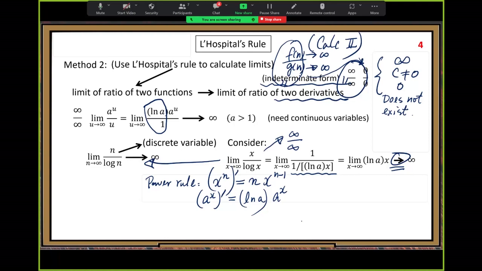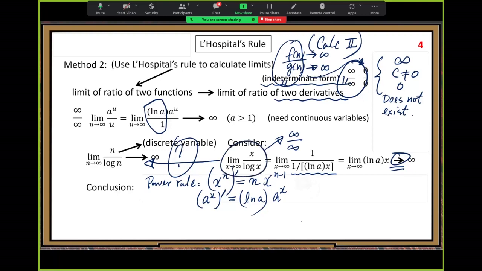Our conclusion is the discrete case is also infinity. If the continuous case, the limit is infinity, then when we go back to the discrete case, its limit is also infinity. So the question is how to see it. Let me explain how to go from continuous variable case to discrete variable case. That's based on the definition of the limit.